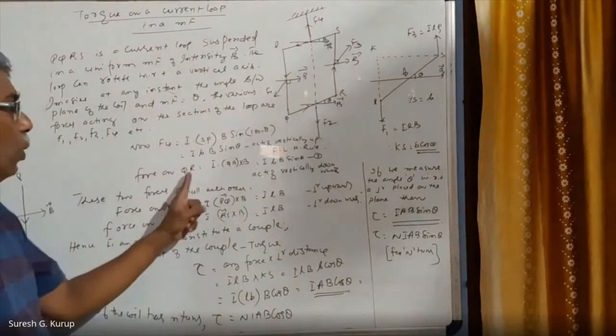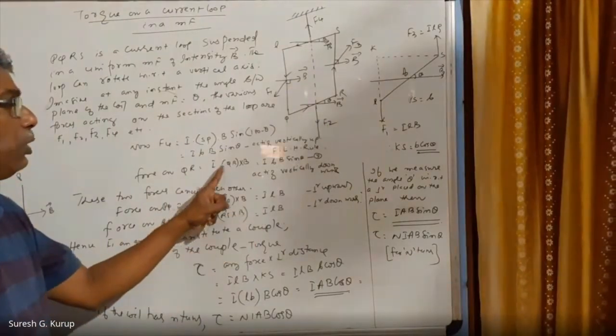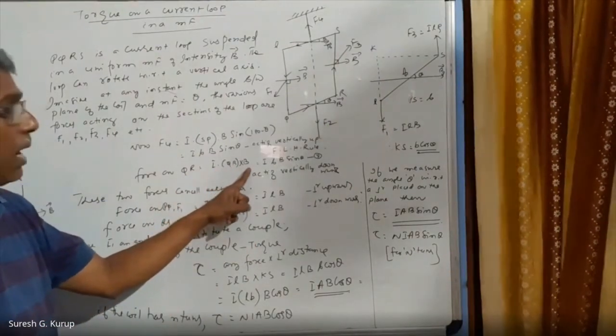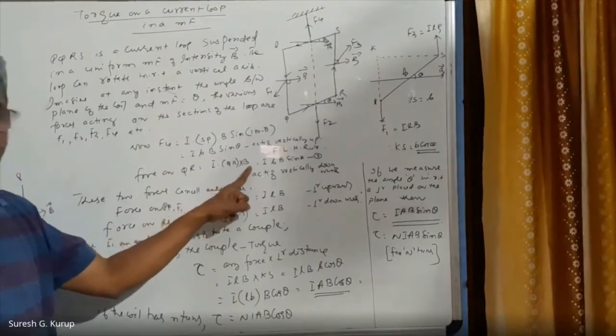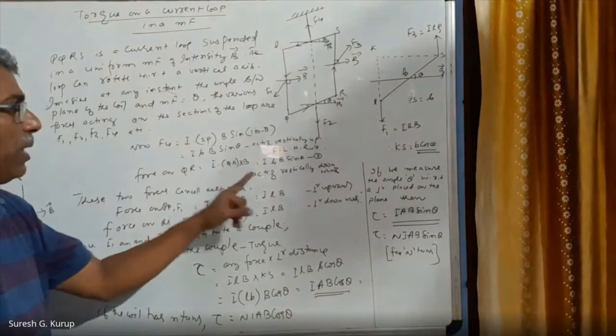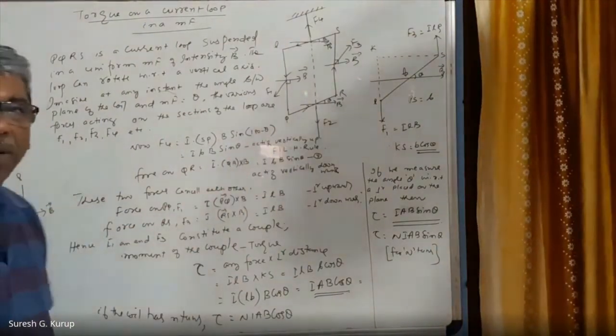So now on QR, the force acting, what is called F2, is equal again to I into QR cross B. That is equal to I into L into B sine theta. This is acting vertically downwards.